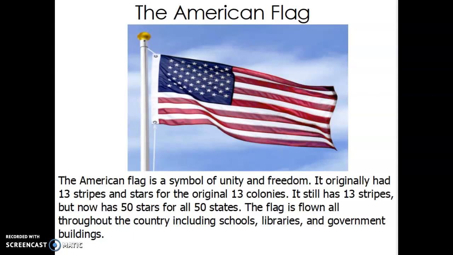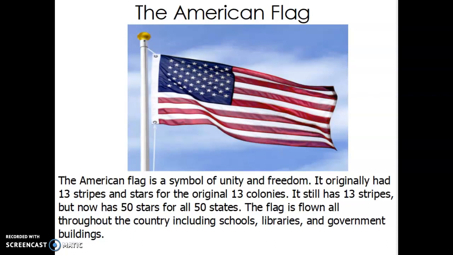Hello, second graders. I know that yesterday you learned about different symbols that represent the United States of America. Let's review what some of those symbols were. One of them is the American flag. The American flag is a symbol of unity and freedom.